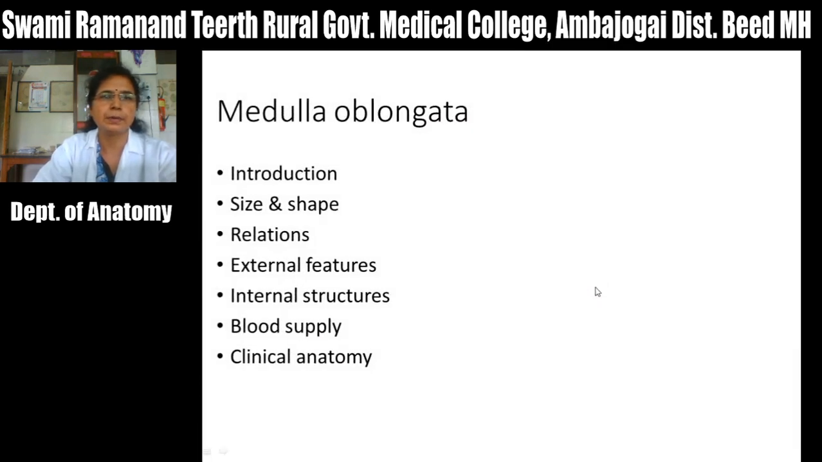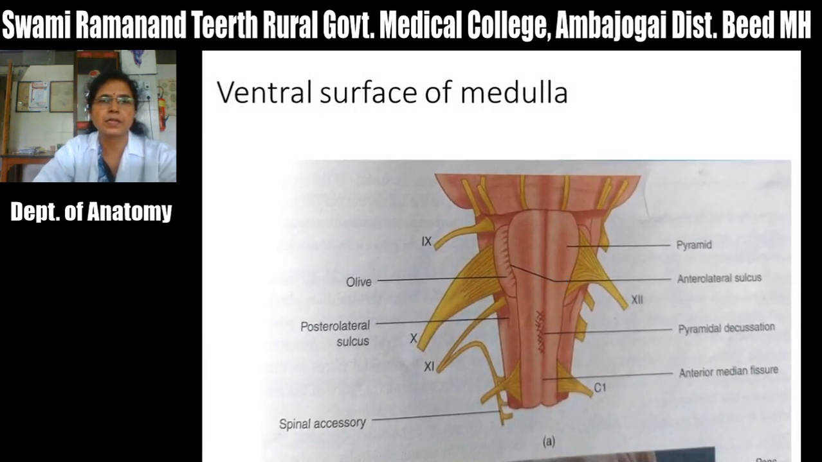Now we will see about medulla oblongata. So we study this medulla oblongata under the following points: introduction, size and shape, relations of medulla oblongata, external features, internal structure of medulla, blood supply of medulla, and last is the clinical anatomy of medulla. So first we will see about external features.